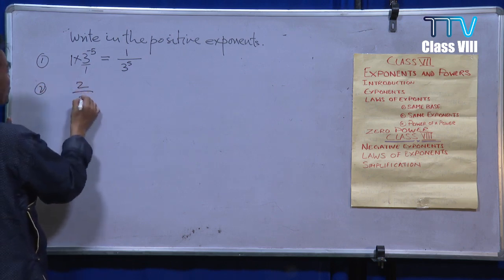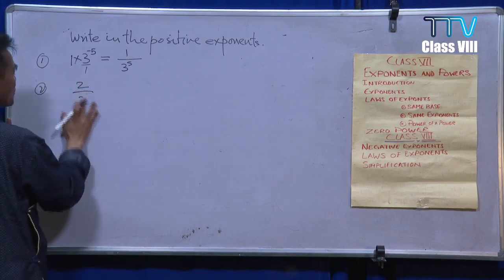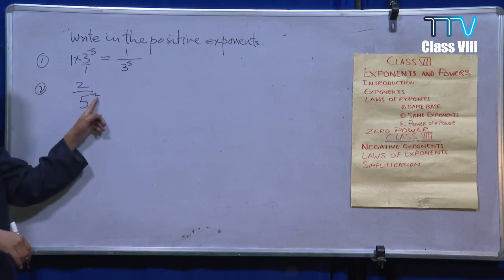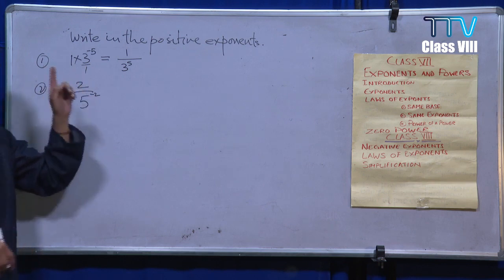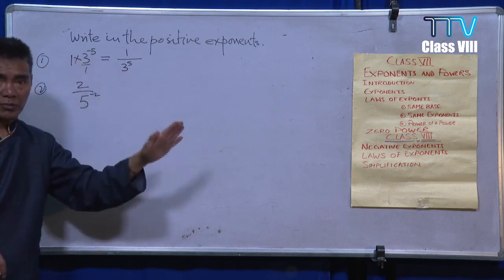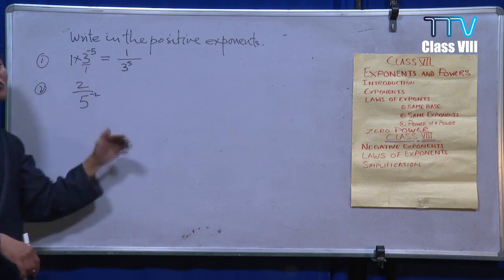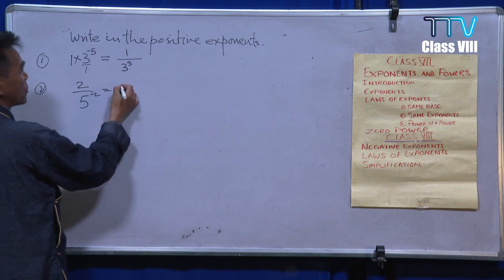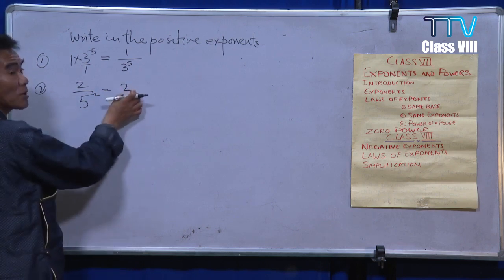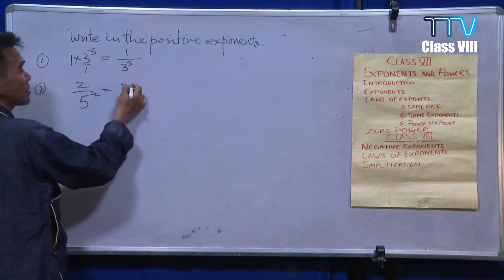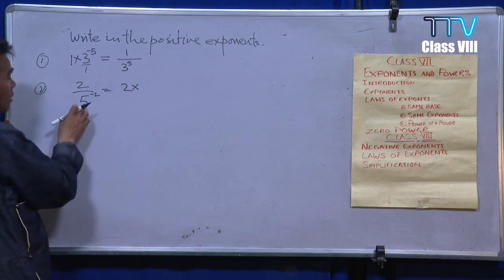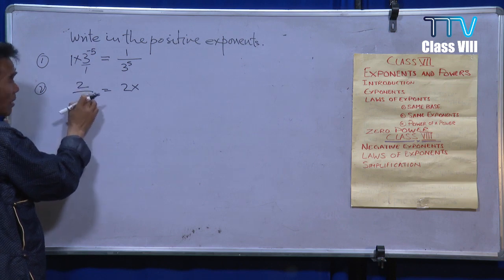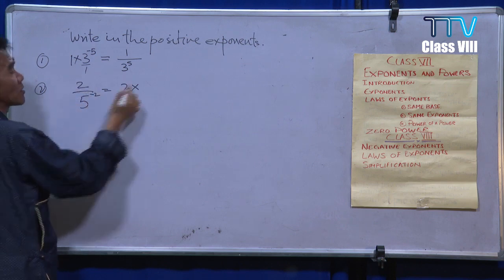Okay, 2 upon 3 raised to power 5, raised to power negative 2. The negative power becomes positive by moving it. Division is the opposite of multiplication. 5 raised to power negative 2 becomes 5 raised to power 2.